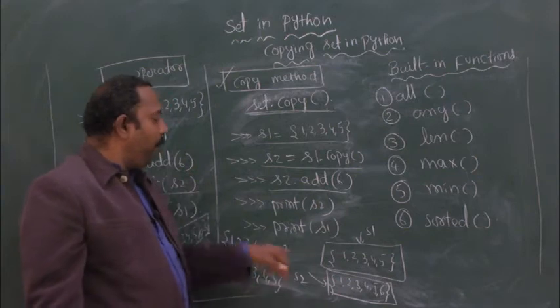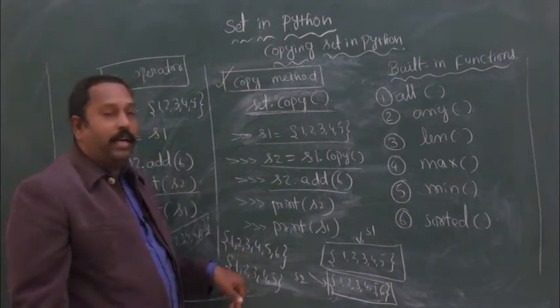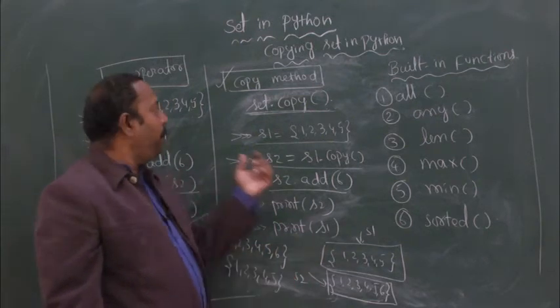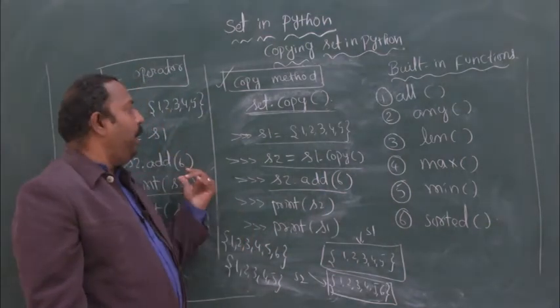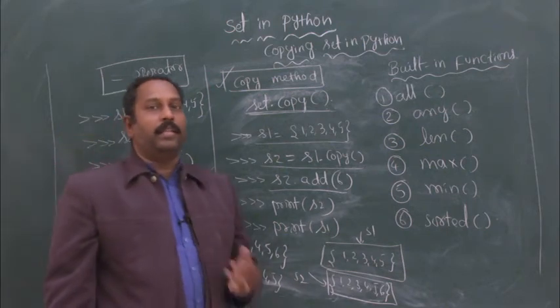In S2, if you are updating S2, the updated value you get in S2 only; you won't get it in S1, because both are pointing to different locations. But in the previous case, both are pointing to the same location. That's why if you add one element in one set, both will be pointing to the same location, and you will get the same output.